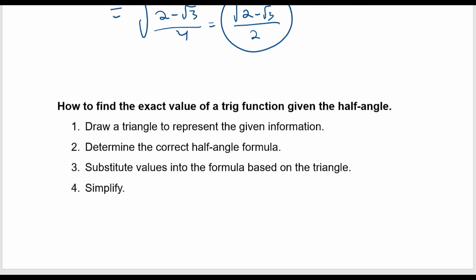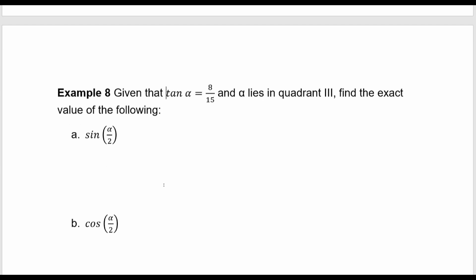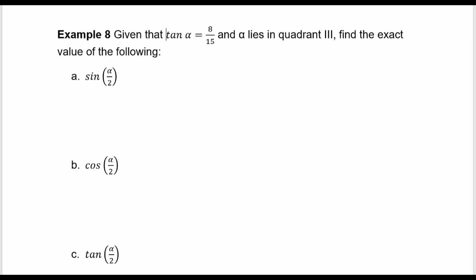How to find the exact value of a trig function given the half angle: draw a triangle to represent the given information, determine the correct half angle formula, substitute values into the formula based on the triangle, and then simplify. So, for example, given the tangent of alpha is 8 over 15, and alpha lies in the third quadrant, find the exact value of the following.